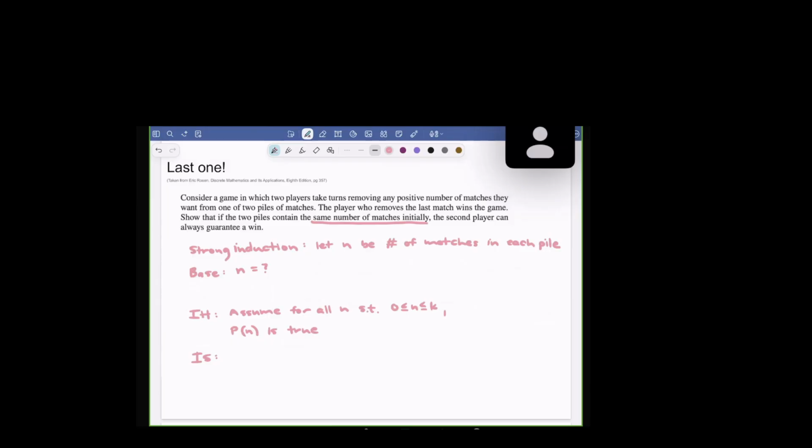A direct proof. Say that the piles contain 10 matches. Player 2 knows that no matter what, on the set of moves. What are the set of moves you're talking about?